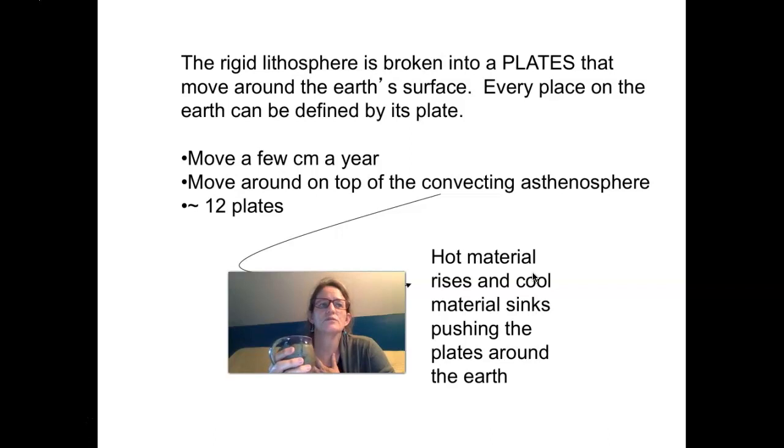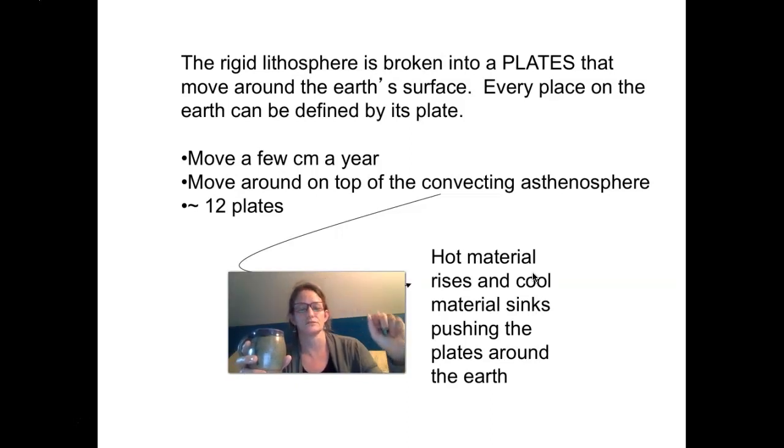These plates move around the earth a few centimeters every year, and they move on top of the flowing asthenosphere. And we use the term convecting. There's a convection cell where hot material rises and cool material sinks. And that's convection, rising and sinking. There are about 12 plates.